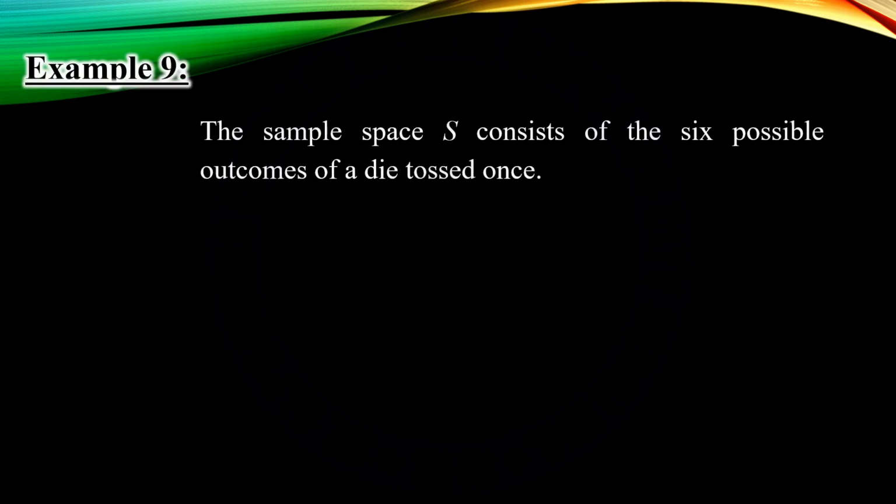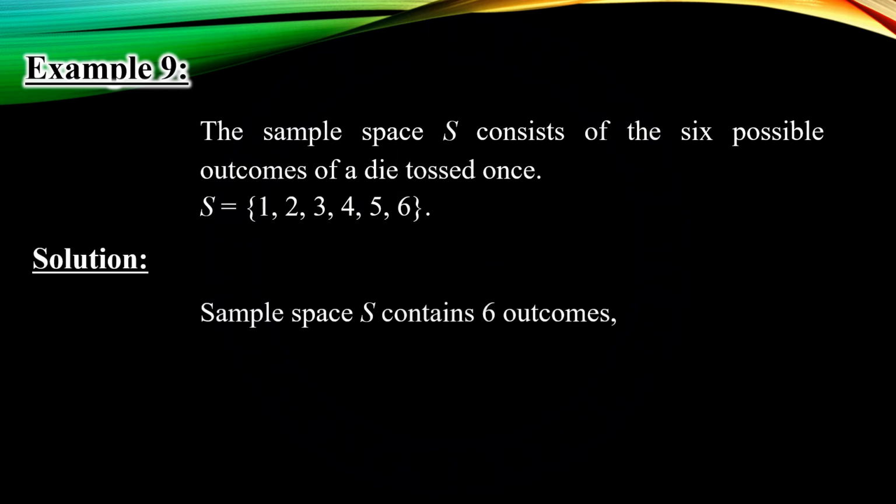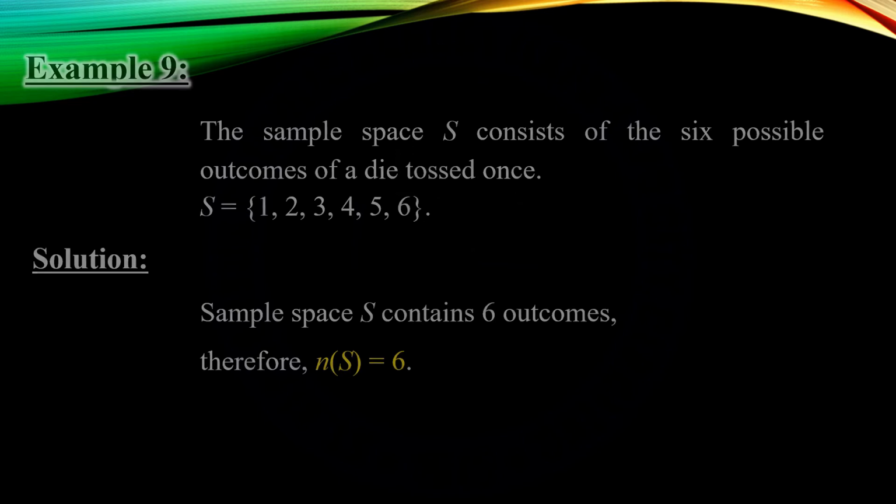For example number 9, the sample space S consists of the 6 possible outcomes of a die tossed once. They are 1, 2, 3, 4, 5, and 6. So, the solution: the sample space S contains 6 outcomes. Therefore, the cardinality of the sample space S is equal to 6.